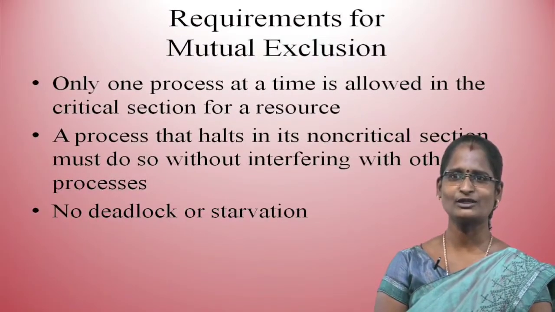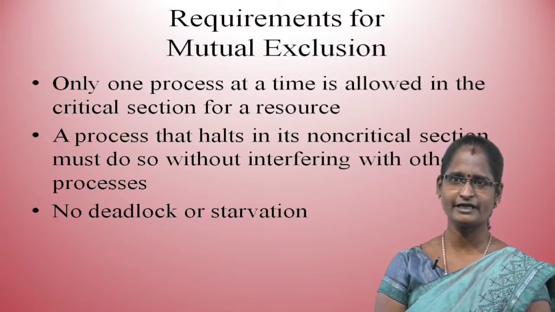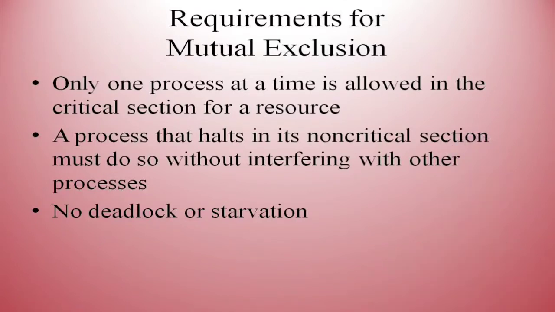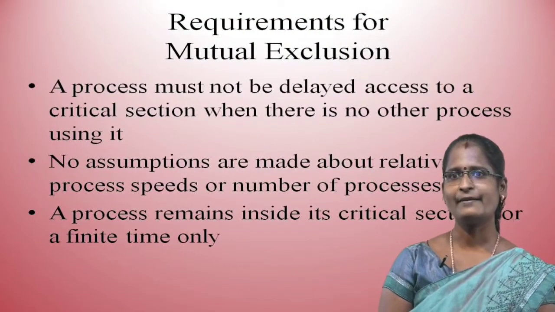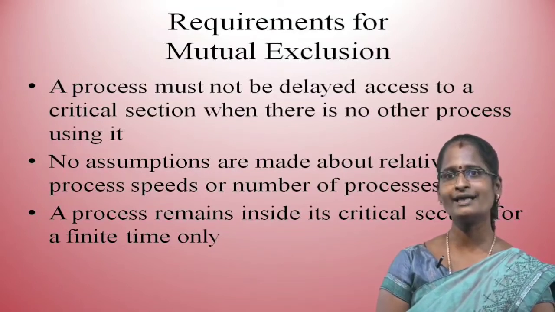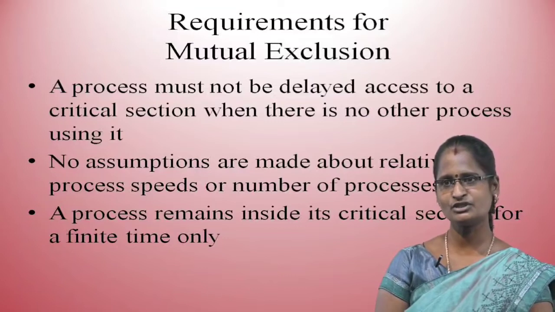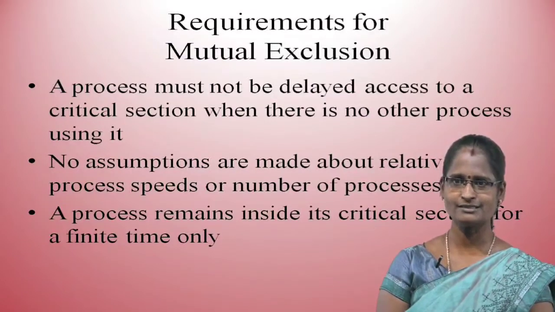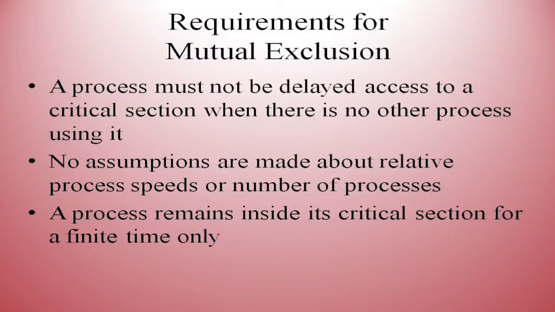requirements of mutual exclusion. Only one process at a time is allowed in the critical section for a resource. A process that halts in its non-critical section must do so without interfering with other processes. No deadlock or starvation. A process must not be delayed access to a critical section when there is no other process using it. No assumptions are made about relative process speeds or the number of processes. A process remains inside its critical section for a finite time only.